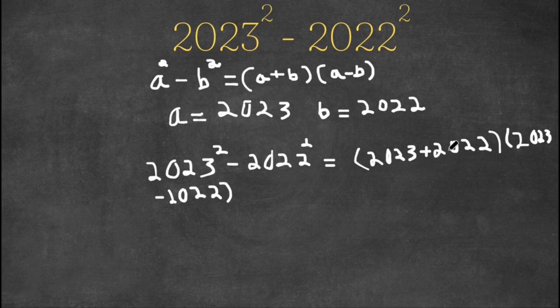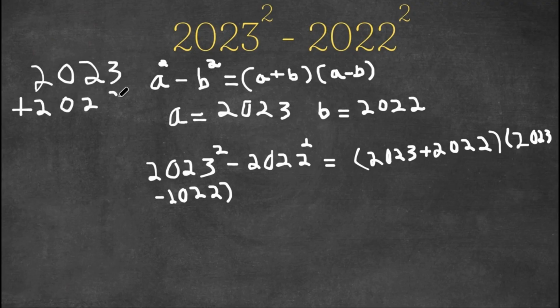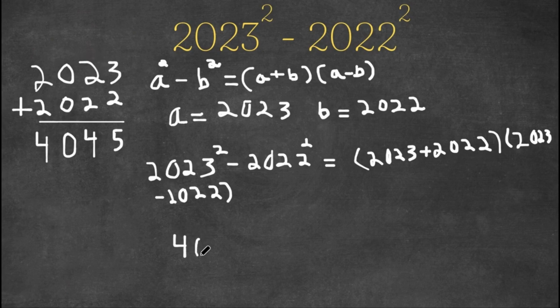Now let's first do 2023 plus 2022. So 2023 plus 2022. So we have 3 plus 2, which is 5, 2 plus 2, which is 4, 0 plus 0, which is 0, and 2 plus 2, which is 4. So 2023 plus 2022 is 4045.